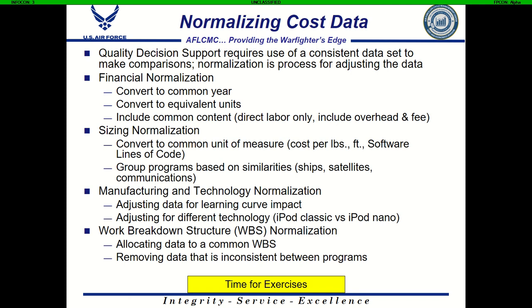If we have data from various programs, we want to bucket them or group them together based on similarities. So if we've got ships, the cost of building ships, we want to put those together. If we've got cost for producing satellites, we put those together. Communications equipment, we put those together, and so on and so forth. We don't want to have data sets where we're comparing the cost of a ship to the cost of a satellite, because those things are so different that comparison is not really a fair comparison.